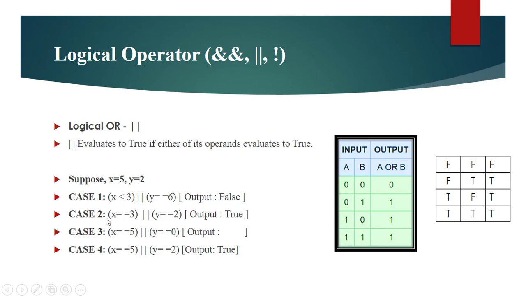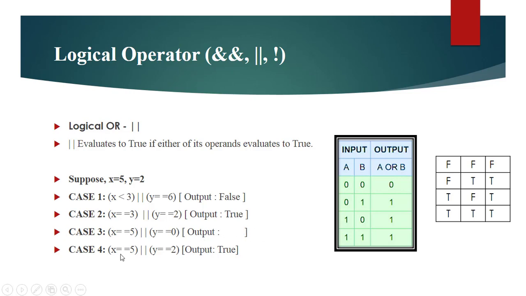Next case is x is equal to 3, that is 5 is equal to 3, the condition is false, or y, 2 is equal to 2. Here the condition is true. We have one false, one true. Check the truth table: one false and one true, then the output would be true, because if one condition is true, then the output would be true for the logical OR. For case 3, you will check the values and tell me the output of this.